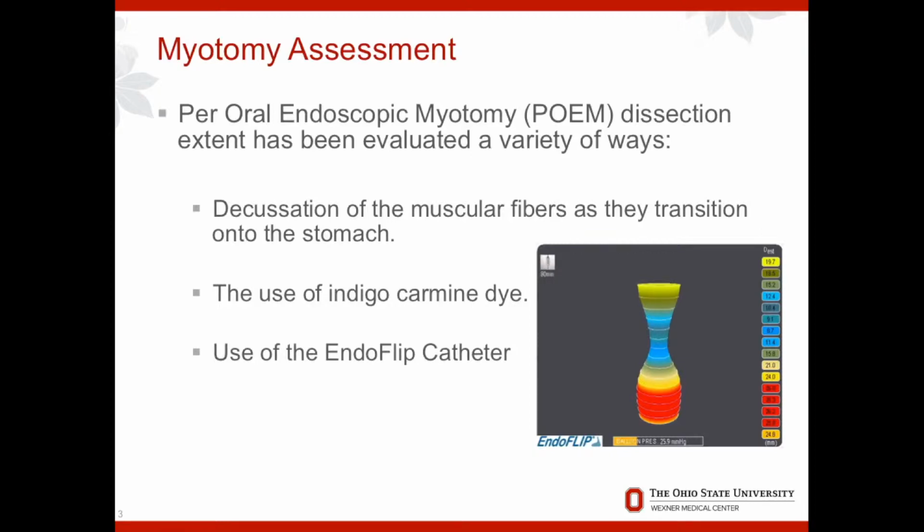Objective evaluation has been used with the EndoFlip catheter to evaluate the extent of myotomy, but this catheter is not widely available to all institutions.